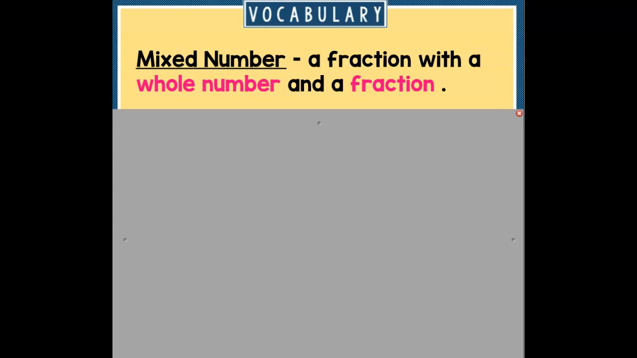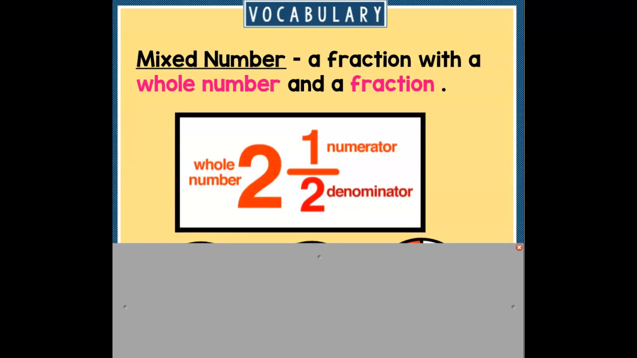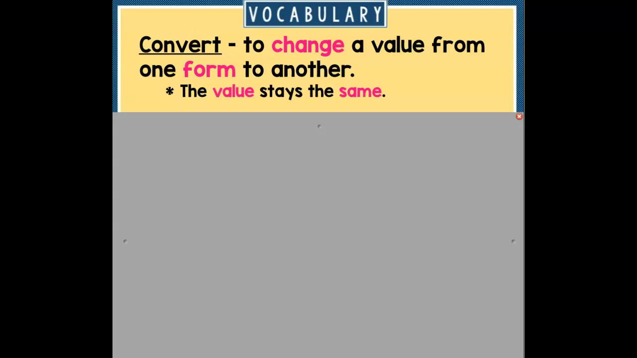Okay, a mixed number is a fraction with a whole number and a fraction. So it's mixed. It's got a whole number and a fraction with it that are combined together. So if I look at 2 1/2, I can see I have 2 wholes and 1/2. When I look at them together, I have 2 1/2. So today we're going to talk about how we convert one to the other.